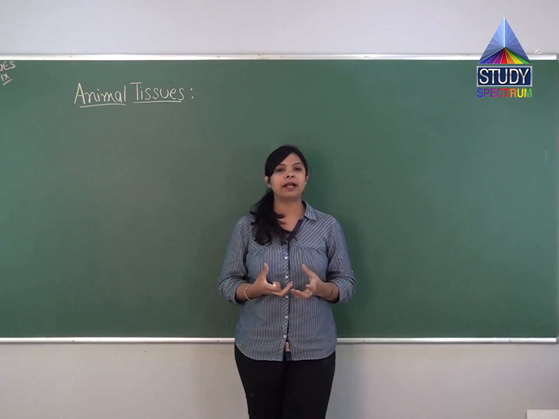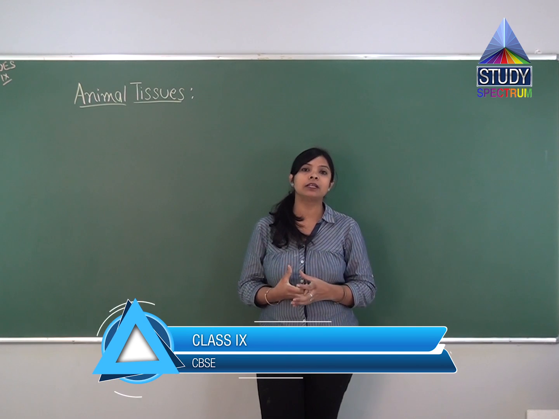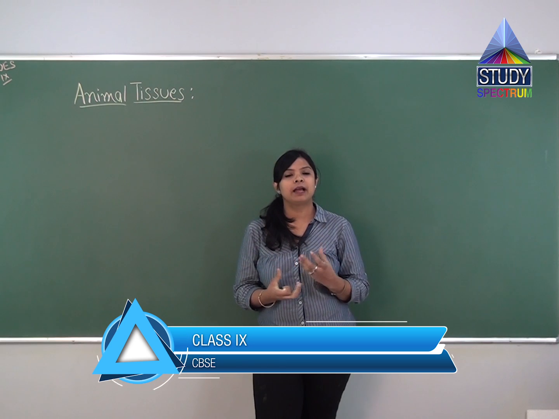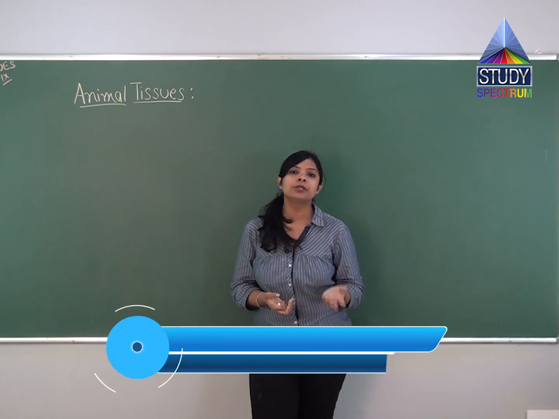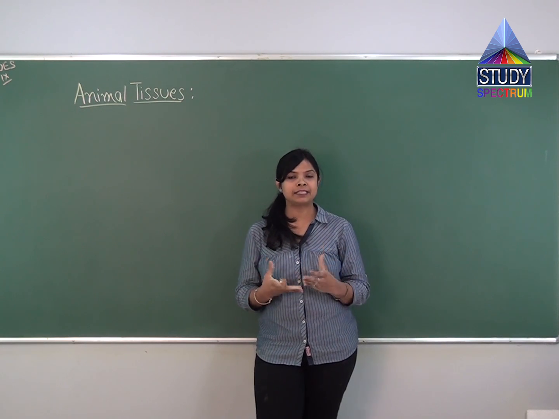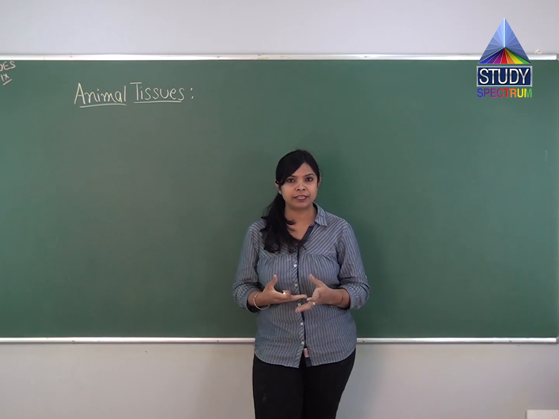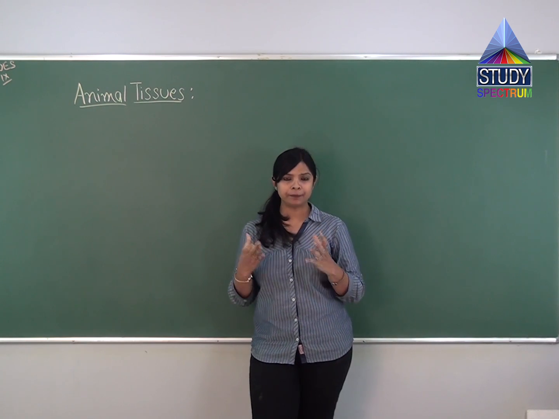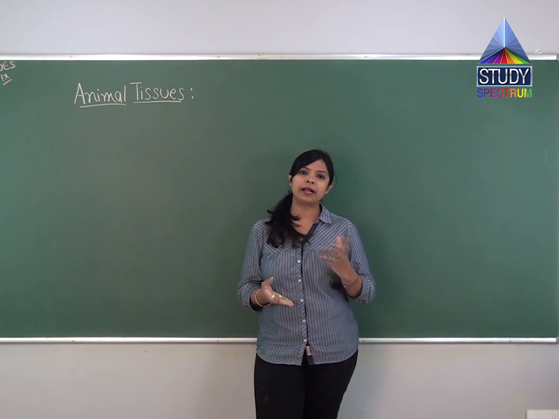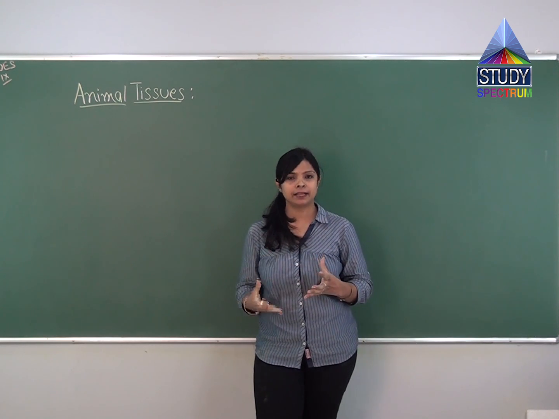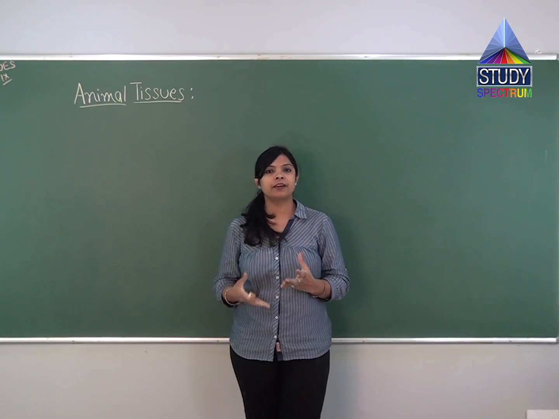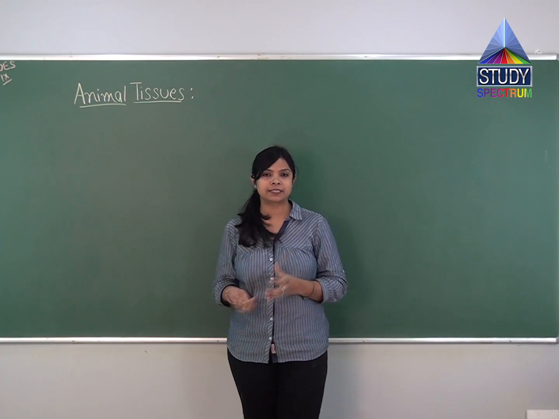If you see the plant, tissues are important only for mechanical support, production of food, and transportation of food and water. Whereas in animals, as they are moving, they need a lot of energy. So here the tissues will be more complex. Plant tissues are also complex, but animal tissues are comparatively more complex. Here we are going to discuss the more complex structure.